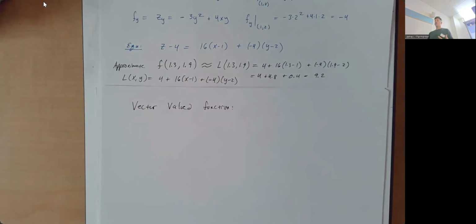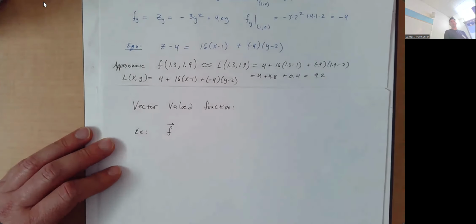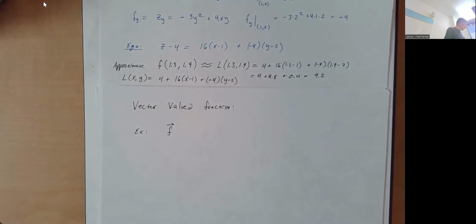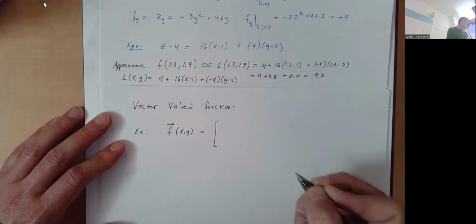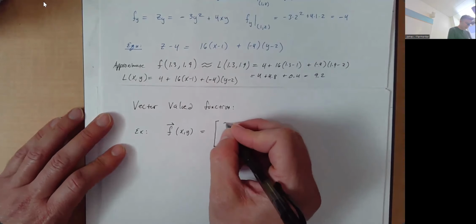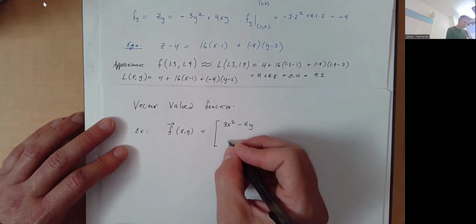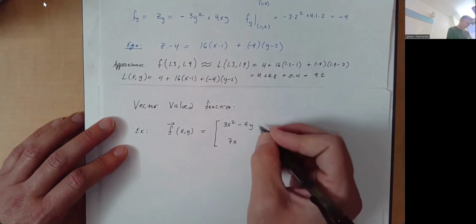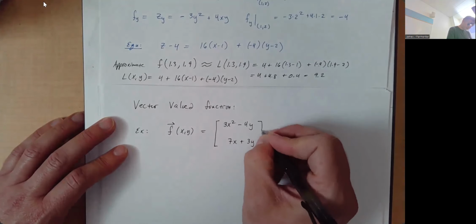It's literally just a vector where both of the entries are functions of, in this particular paradigm, typically x and y. So here's an example. We write our function with an arrow over it to indicate that it's a vector. We're going to say the vector valued function of x comma y is equal to 3x squared minus 4y for the first function, and 7x plus 3y for the second function.